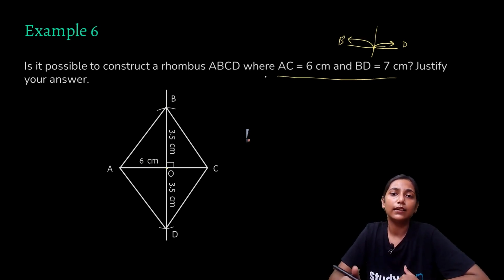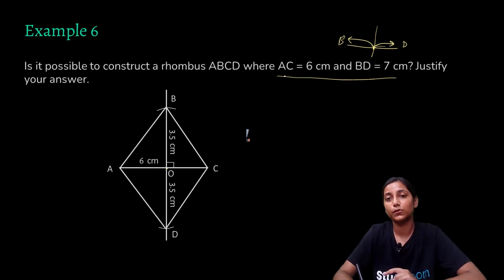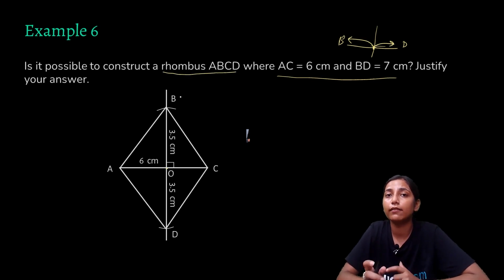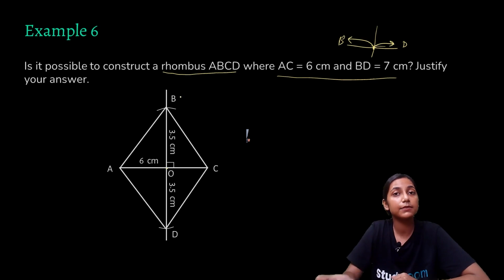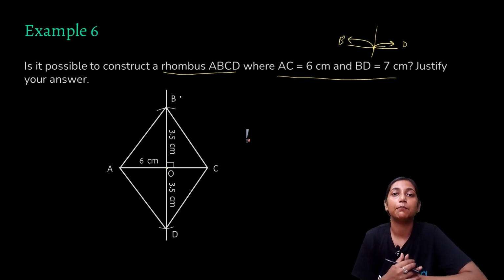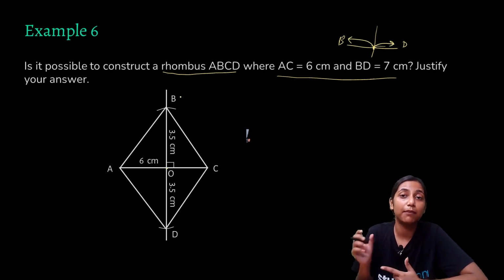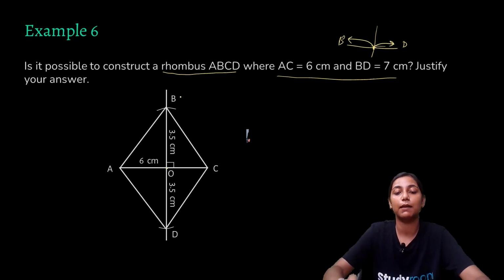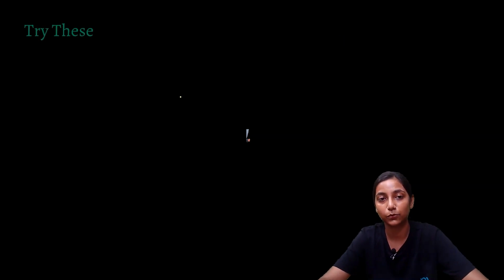We can conclude that in this example also we only had two measurements given, and those were the diagonals. But we knew that the given quadrilateral is a rhombus and it has some special properties. The properties that we used to construct this rhombus ABCD were that both the diagonals bisect each other, and both the diagonals bisect at 90 degrees. That is, both the diagonals of a rhombus are perpendicular bisectors of each other. So this was the property that we used.